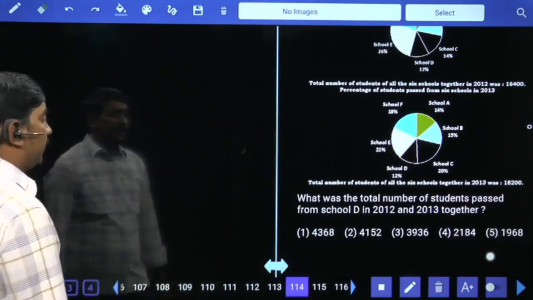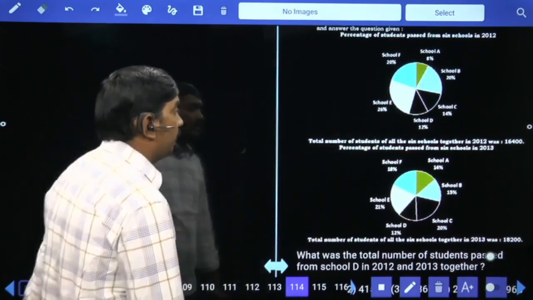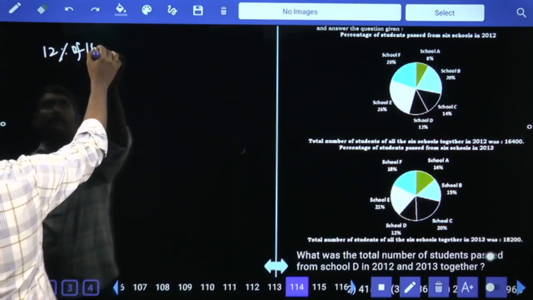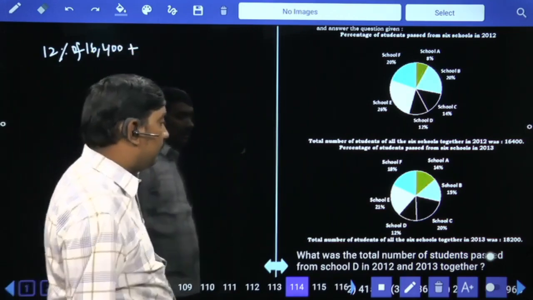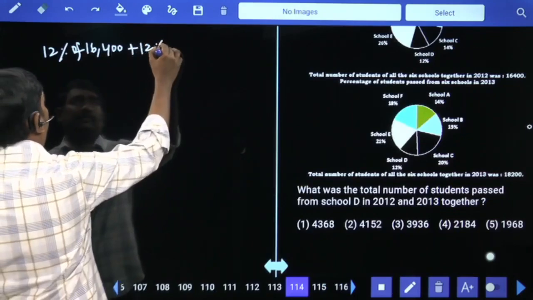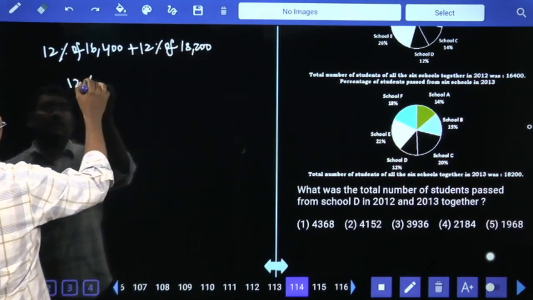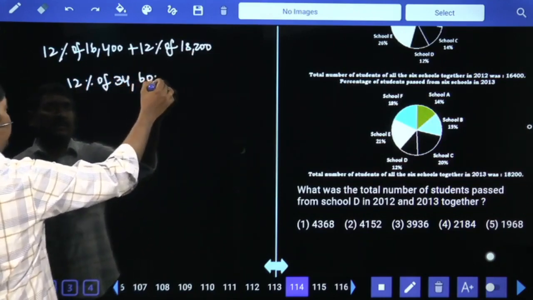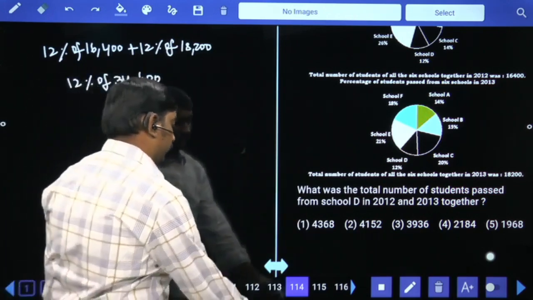Total number of students passed from school D in 2012 and 2013. So 12% of 16,400 plus 12% of 18,200. In both cases 12% is common. 16,400 plus 18,200 is 34,600. The answer ends with 2, which means the second option.